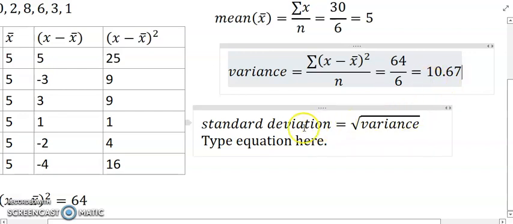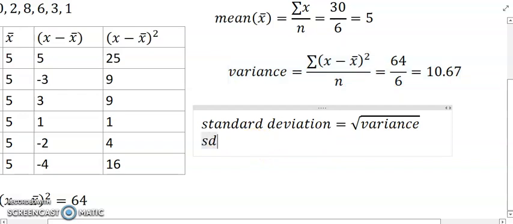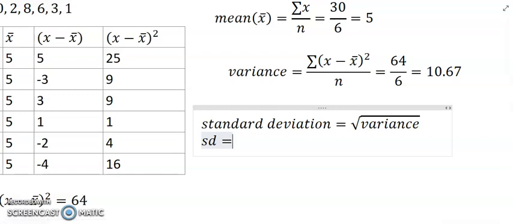Okay, let's come to standard deviation. Standard deviation is nothing but the root of variance. Variance is this one. We have 10.67, meaning that to get the standard deviation, SD equals the square root of 10.67, just like that.